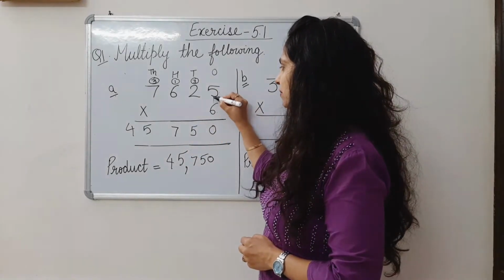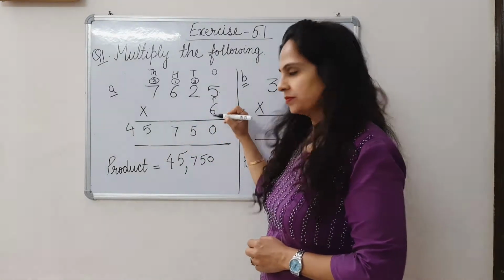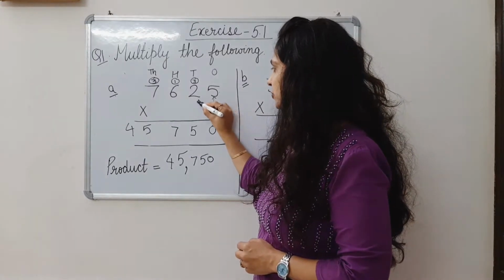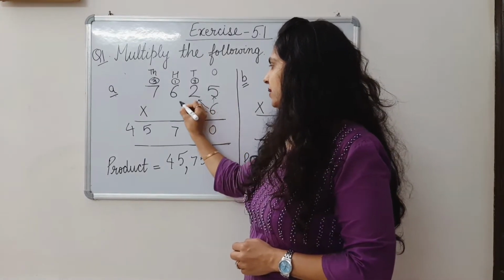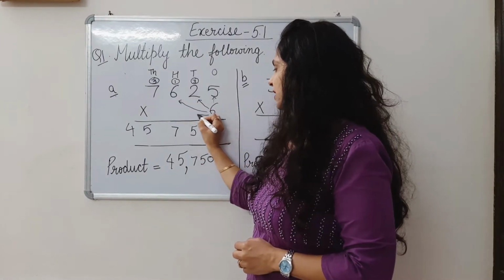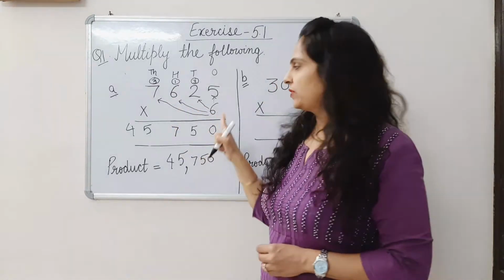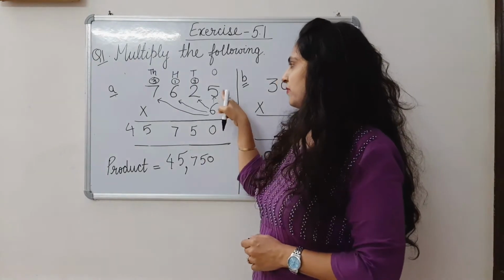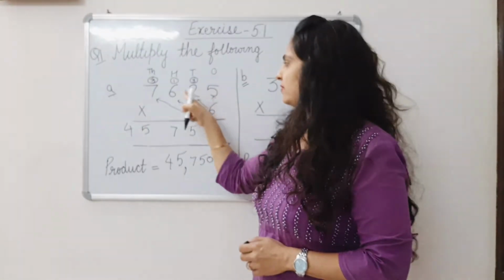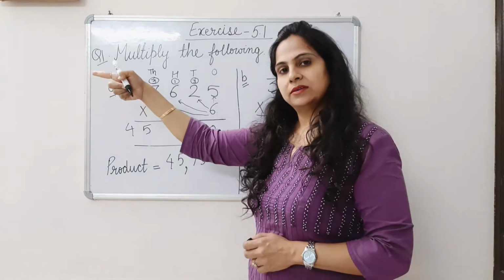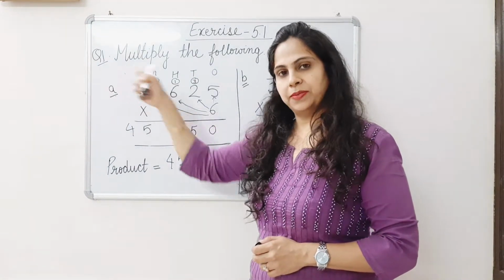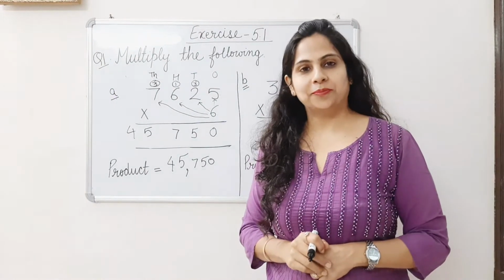See, while multiplying, we followed a pattern. First of all, we multiplied 6 by 5. Then we multiplied 6 by 2. Then we multiplied 6 by 6. And the last we multiplied 6 by 7. So we always start from the one's place. Then we will multiply according to places.